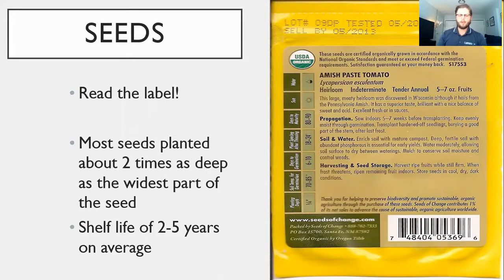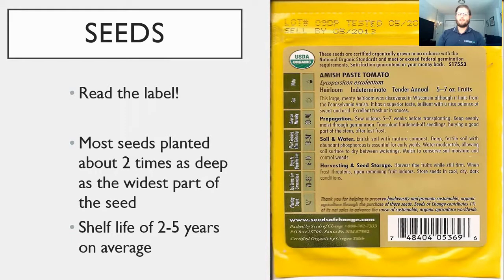A couple other little rules of thumb. When you're doing your planting, people always ask this question: how deep should I plant things? Most seeds should be planted about 2 times as deep as the widest part of the seed. If a seed is circular, that makes it fairly easy. If a seed is oblong, if it's got one axis or one side that's longer than the other, you want it to be about 2 times as deep as that widest part. That's to make sure that it's fully covered and gets good soil contact, but it's not completely buried. It still has access to that oxygen and water that it needs.